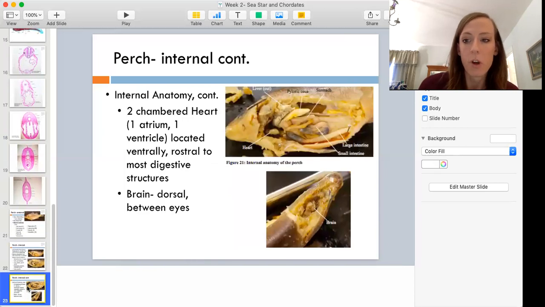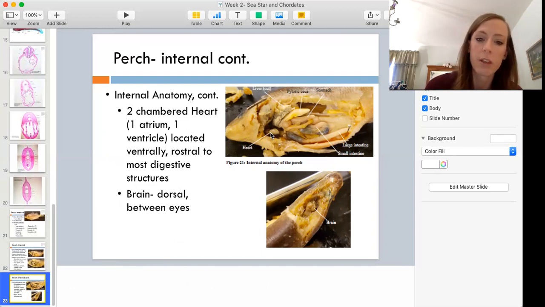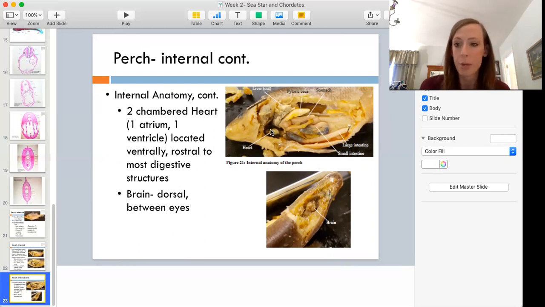All right, we are coming down the home stretch. If you then delve a little deeper, you will see a little bit more internal anatomy. So we would like you to try to locate the heart, which is ventrally located and more rostral to most of the digestive structures. So this is the picture here. It is a two-chambered heart, meaning it only has one atrium and one ventricle. Slightly different from ours.